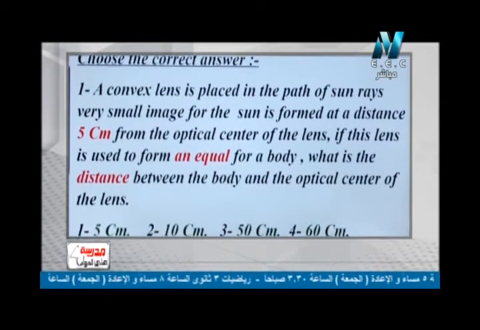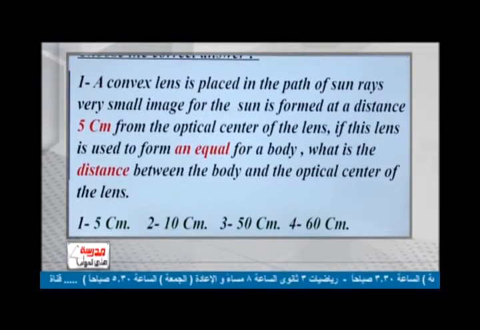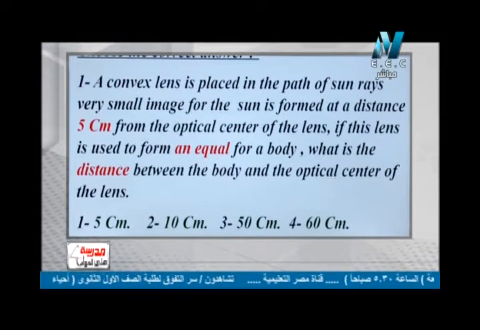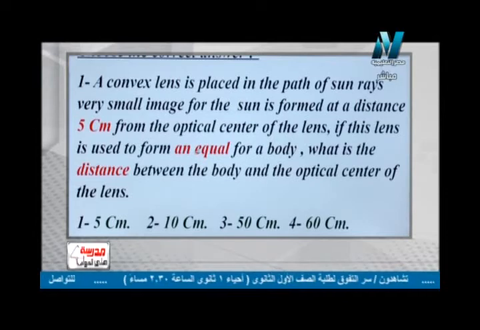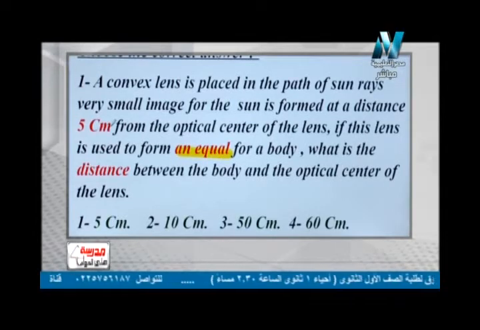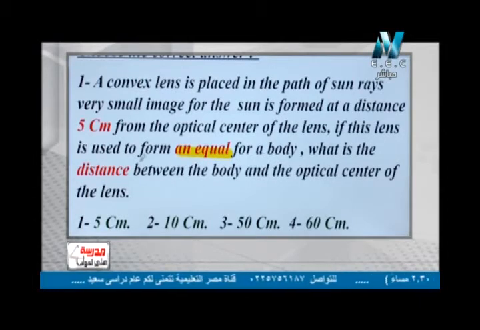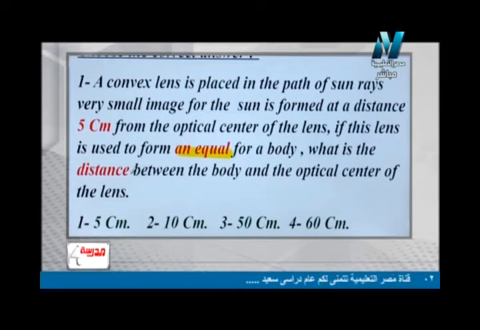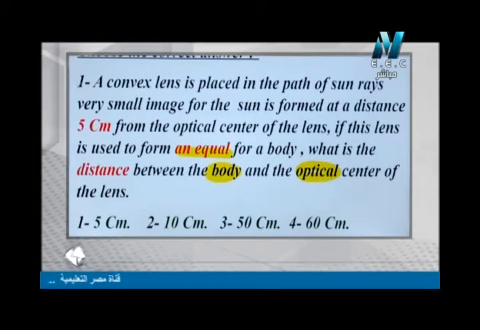Number 1: a convex lens is placed in the path of the sun rays, and a very small image of the sun is formed at a distance of 5 centimeters from the optical center of the lens. If this lens is used to form an equal image for a body, note that we want an equal image, what is the distance between the body and the optical center of the lens?